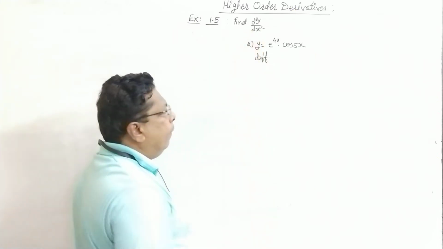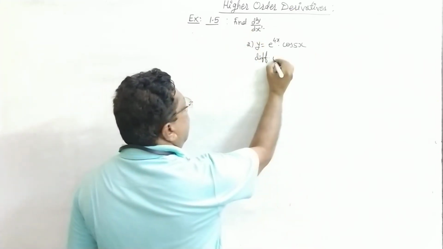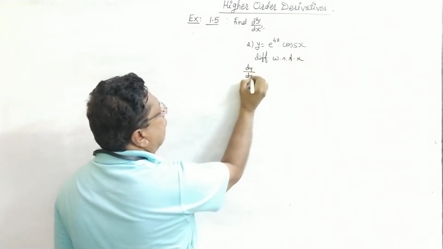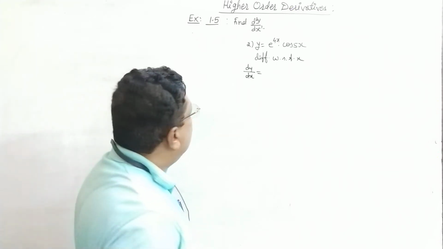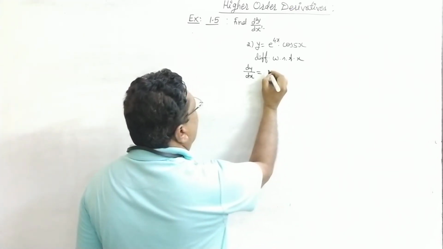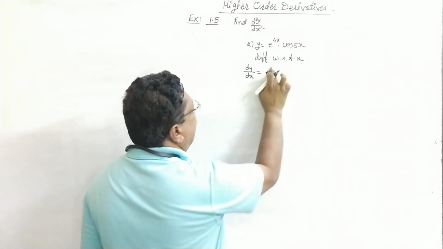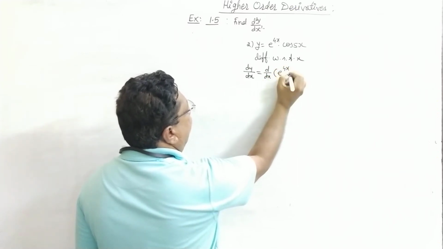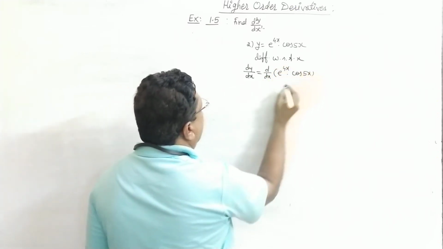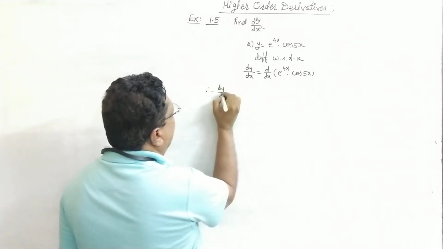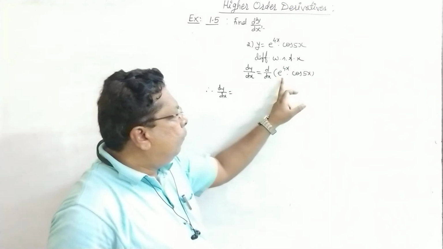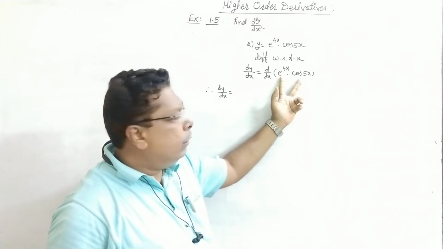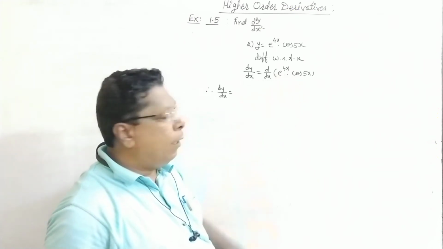We have to find d square y by dx square. So differentiate with respect to x. Derivative of y with respect to x is dy by dx, that is d by dx of e raised to 4x into cos 5x. Therefore, dy by dx. Now here e raised to 4x is the first function, cos 5x is the second function, and these two functions are in product form. So use product rule of derivative.